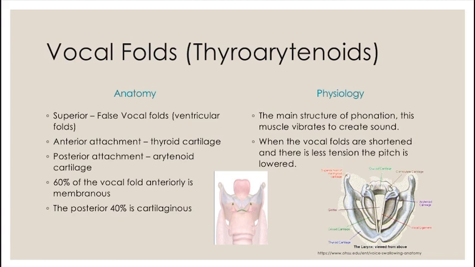The vocal folds, or the thyroarytenoids, are the main structure of phonation. This muscle is the one that vibrates to create the sound. This first photo is a posterior view, and this second photo is a superior view looking down. And we see that anteriorly they attach to the thyroid, and then posteriorly they attach to the arytenoid cartilages, and they're all housed inside of the thyroid.